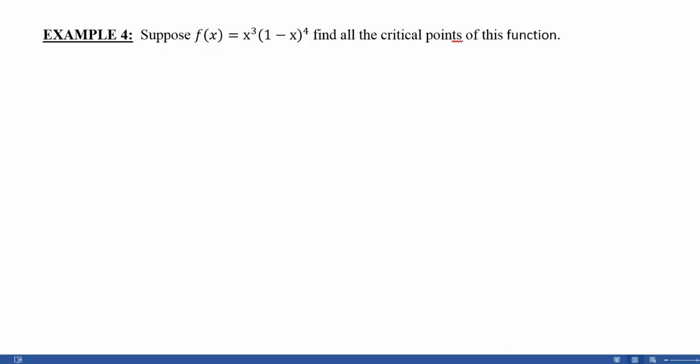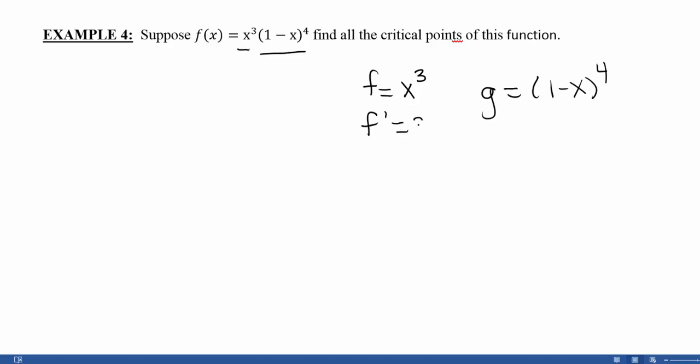Example 4. Suppose that f of x equals x cubed times 1 minus x to the fourth. Find all the critical points of this function. All right, so here, when I look at my function, what I first notice is that I have two things multiplied together. Now, when you have two things multiplied together, that means that you're going to be doing a product rule. So for the product rule, I'm going to pick my first function to be f. So that's my x cubed. And my second function is going to be g. So 1 minus x to the fourth. Now I need to find each of their respective derivatives.